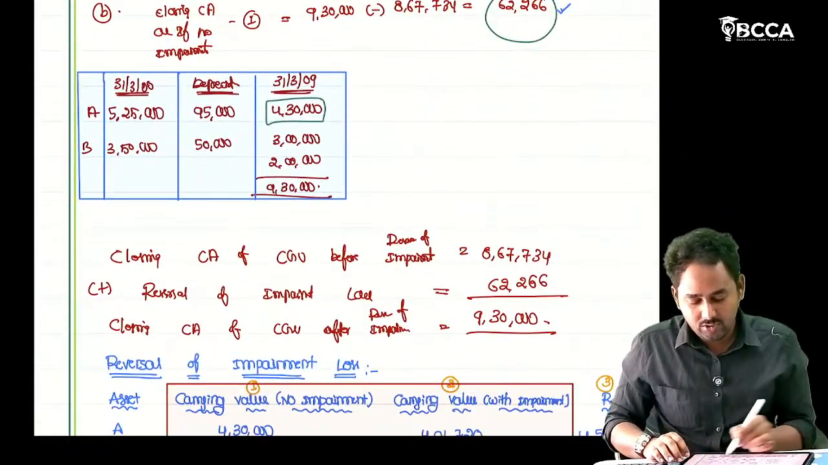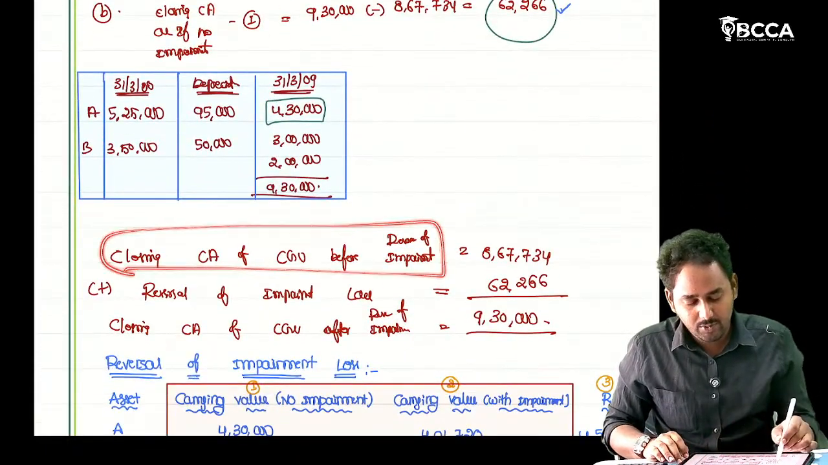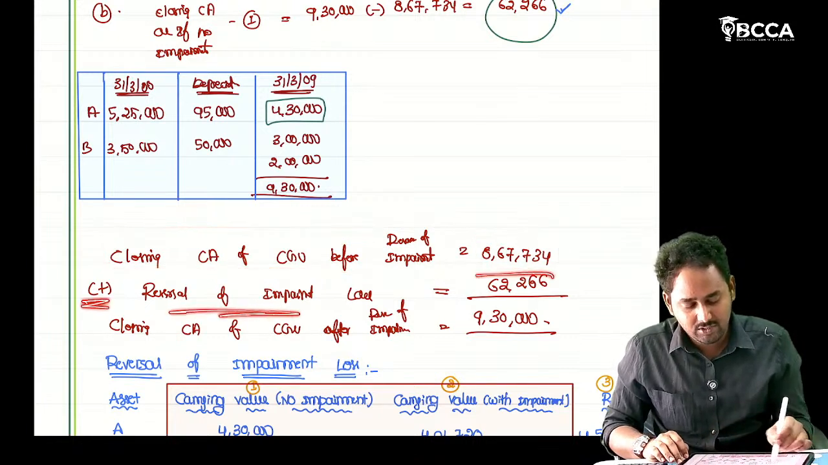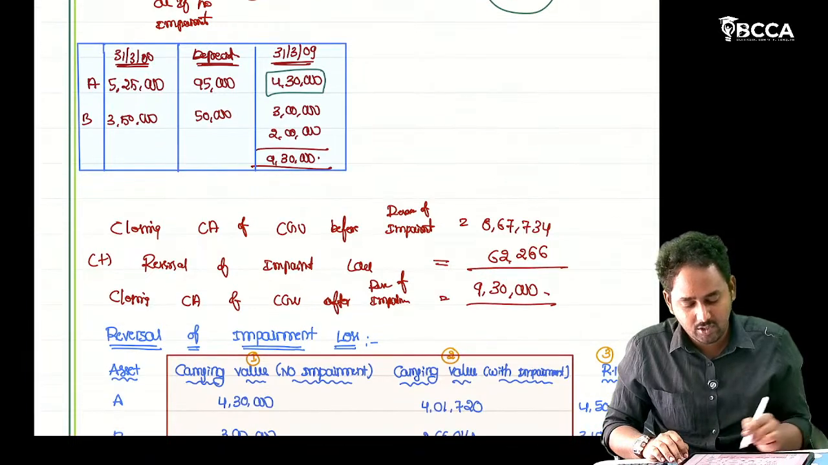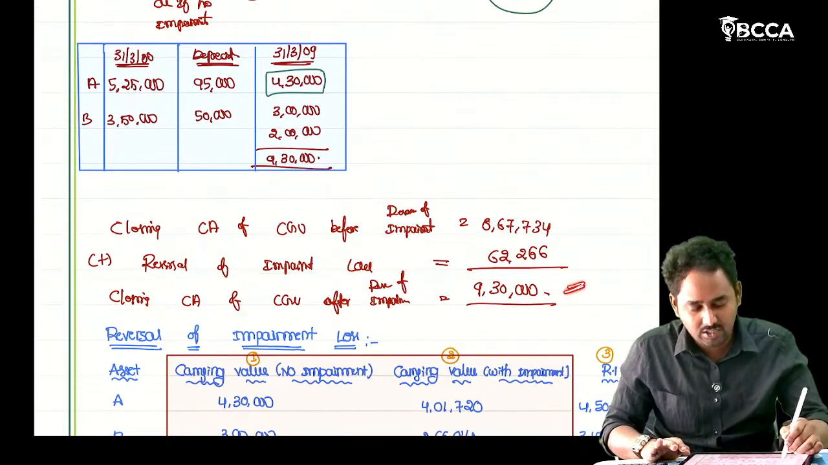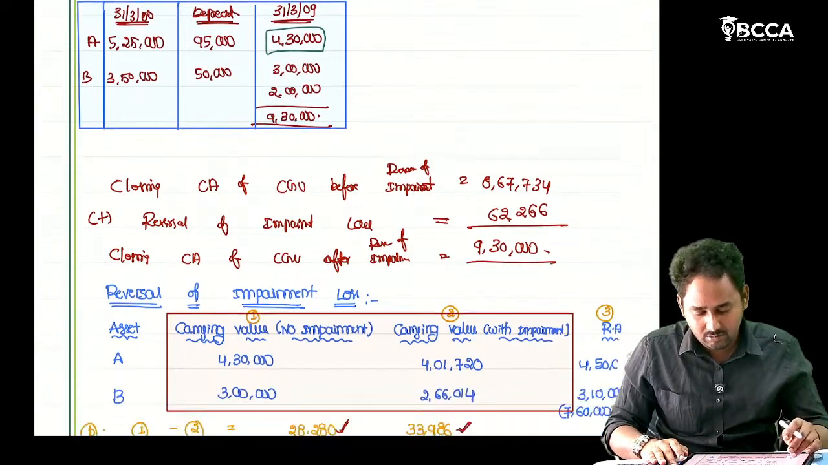Then what is the closing carrying amount before the reversal of impairment loss? 867,734 plus reversal of impairment loss 622,666. Then I got the closing carrying amount of the CGU after impairment loss, that is 9,30,000.